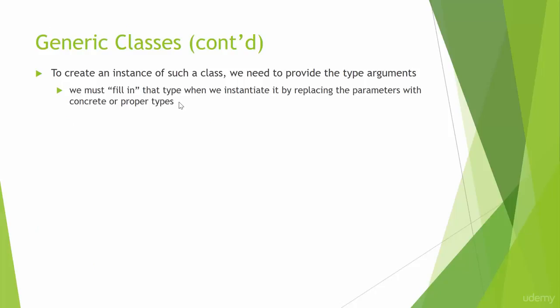To create an instance of such a class, how do you use it? You need to provide the type arguments. You have to fill in that type when you instantiate it by replacing the parameters with the actual type. So just like you created the lists, same type of thing. We have our variable called box. It's a read-only variable. It's of type Box with angle brackets Int. And we don't have to use the new keyword like we do in Java to create an instance. So we just say equals Box Int, and then we're passing in a parameter there, 1, to our constructor.